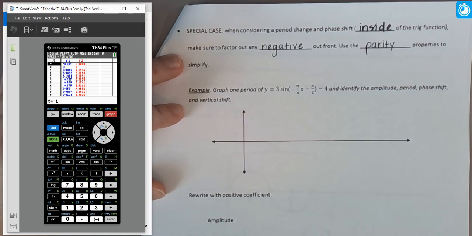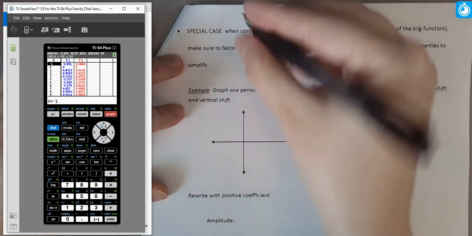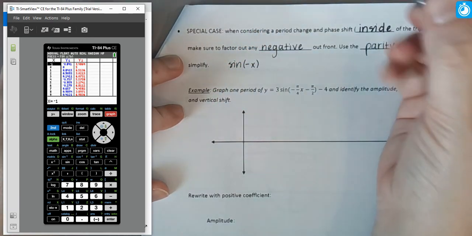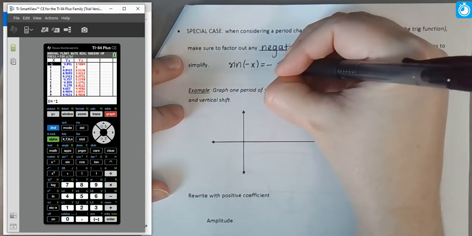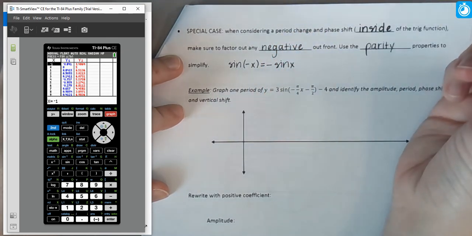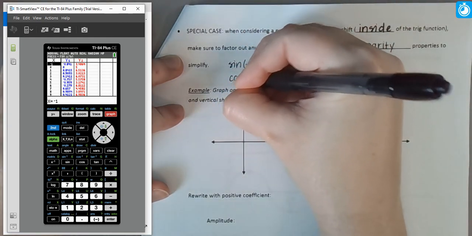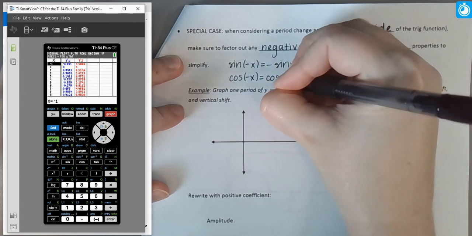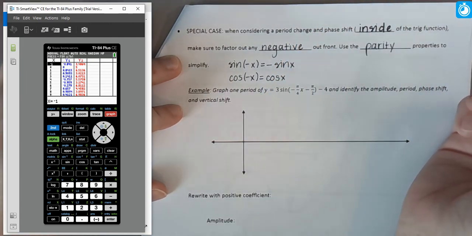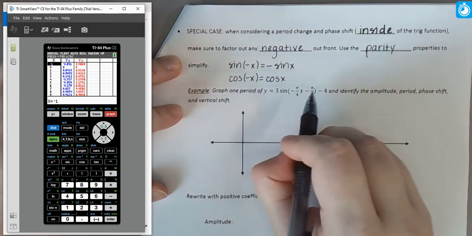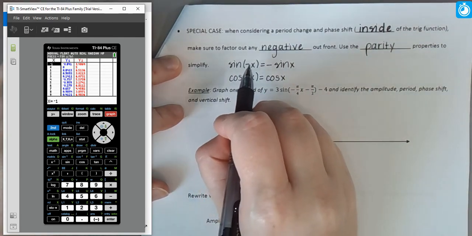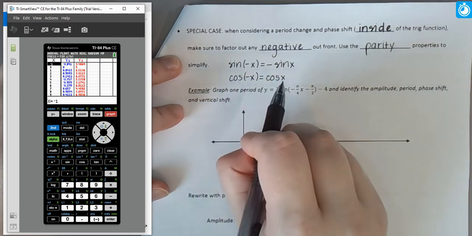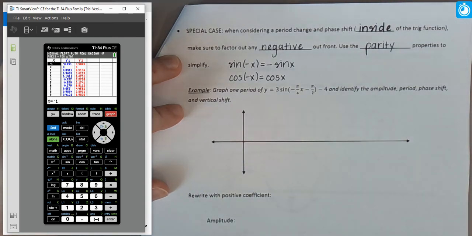So you're going to run into one of two cases, one for sine, one for cosine. Sine is an odd function, which means that sine of a negative value is going to be the negative of the original sine. And cosine is an even function, which means cosine of a negative is going to be the same thing as cosine of the positive. Essentially, the negative goes away. So if we can rewrite our argument as a negative times a larger argument, factor out that negative, then we can use one of these two rules in order to graph.